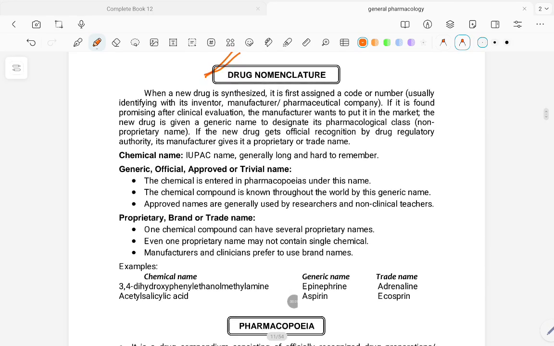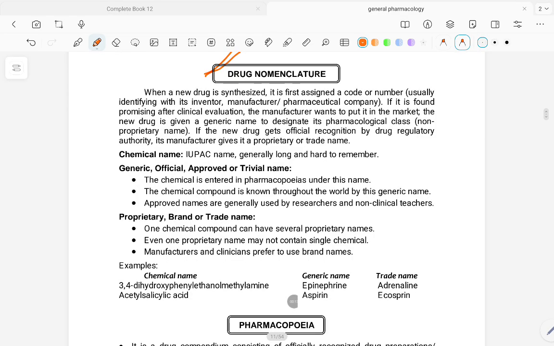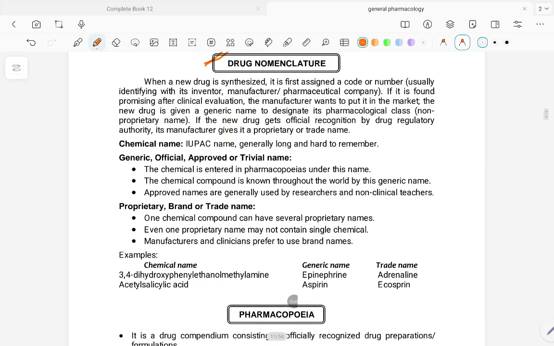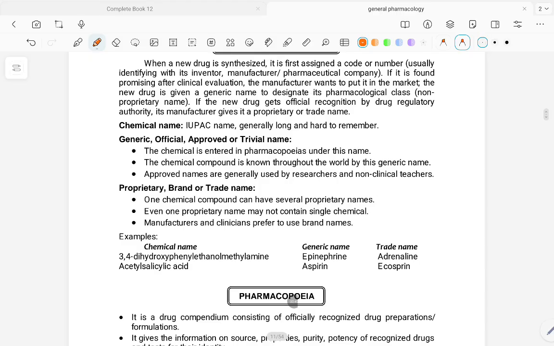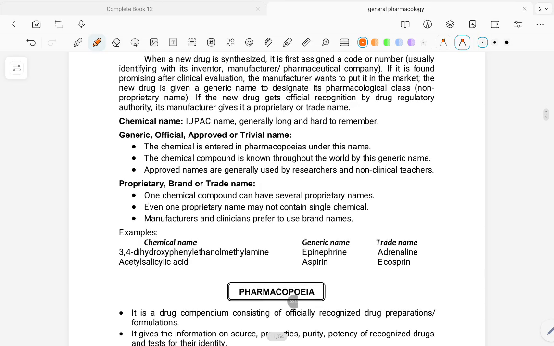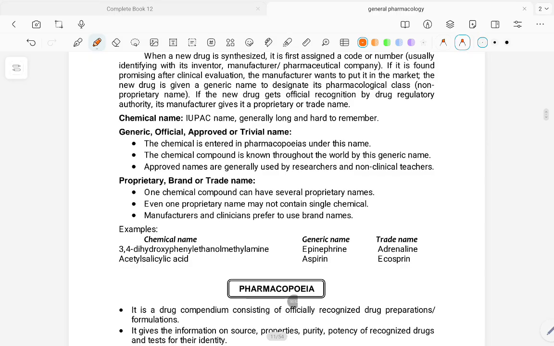When a new drug is synthesized, it is first assigned a code number, usually identified with its inventor, manufacturer, or pharmaceutical company. If it is found promising after clinical evaluation, the manufacturer wants to put it in the market. The new drug is given a generic name to designate its pharmacological class, a non-proprietary name. If the new drug gets official recognition by the drug regulatory authority, its manufacturer gives it a proprietary or trade name.